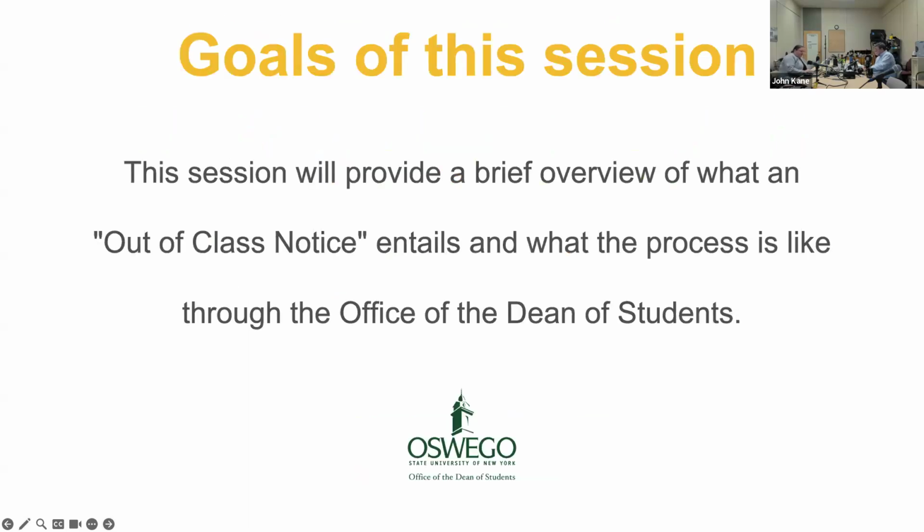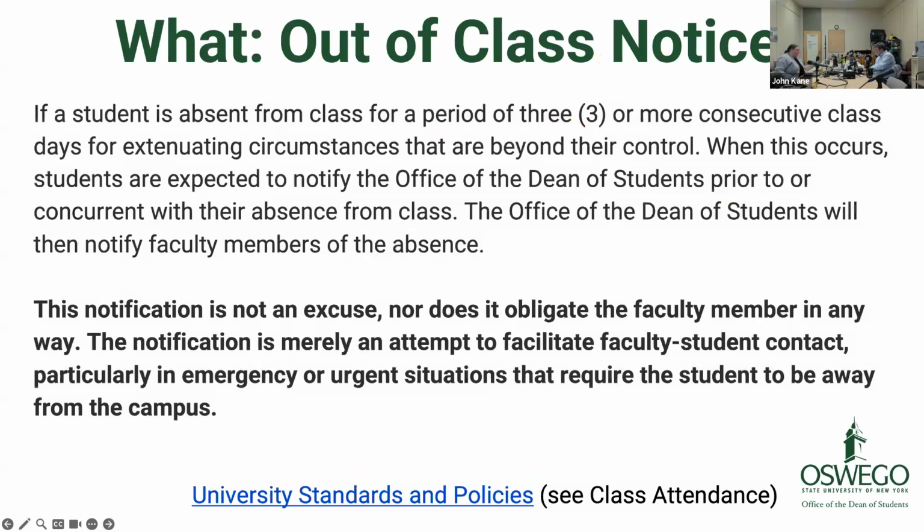All right. So what is an out-of-class notice? According to the university standards and policies on class attendance, if a student is absent from a class for a period of 3 or more consecutive class days, for extenuating circumstances, they have to contact our office with supportive documentation, and we'll send out a notification. Now, this notification is not an excuse. We tell the students that up front, and I'll show you an example in a moment. And it does not obligate the faculty member in any way.